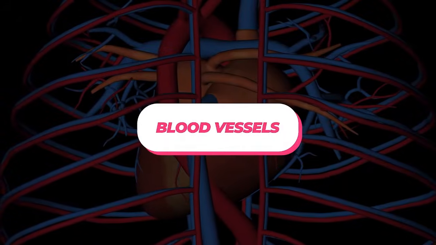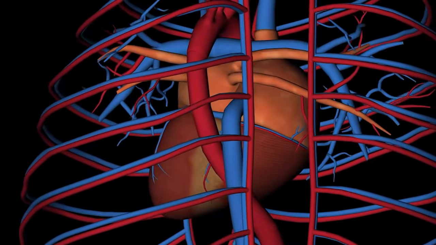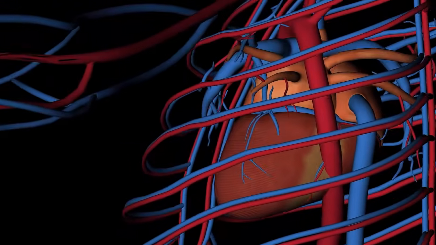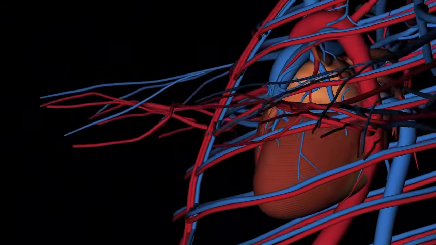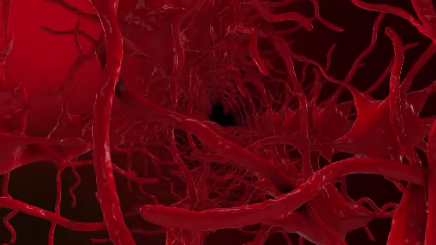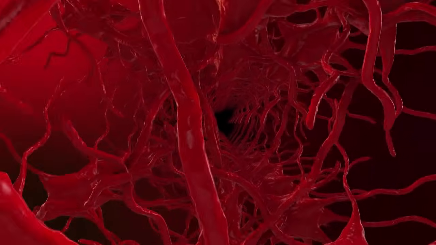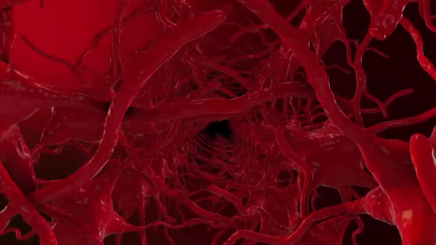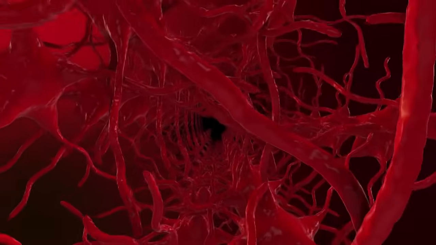Blood vessels. The blood vessels are tubes that carry blood throughout the body. There are 3 types of blood vessels: arteries, veins, and capillaries. Arteries are blood vessels that carry oxygenated blood away from the heart to the body's cells. They have thick walls and are able to withstand the high pressure of the blood being pumped from the heart.